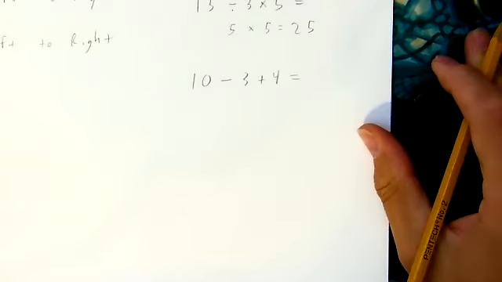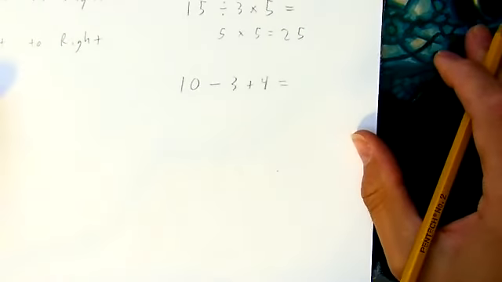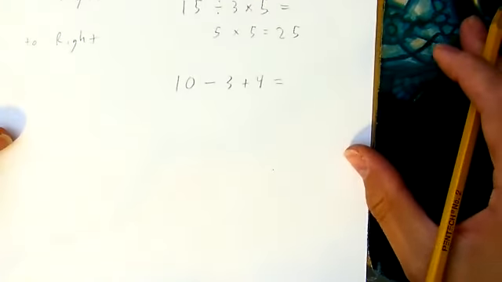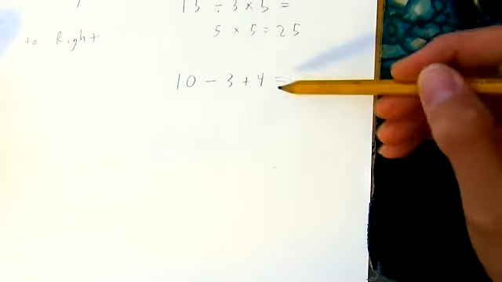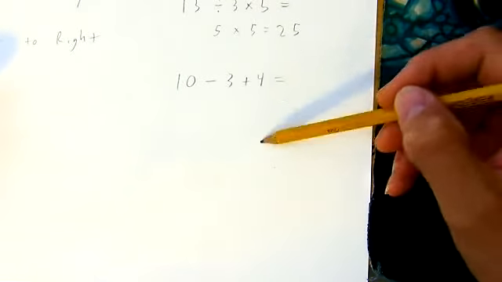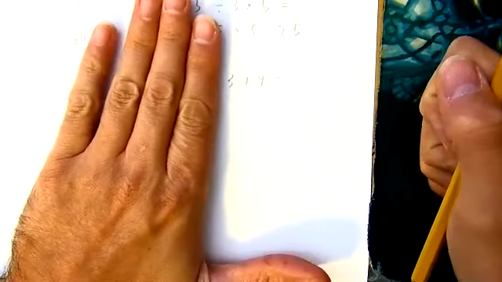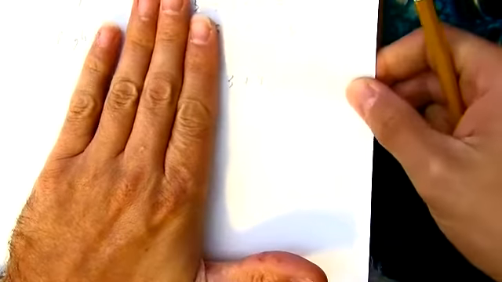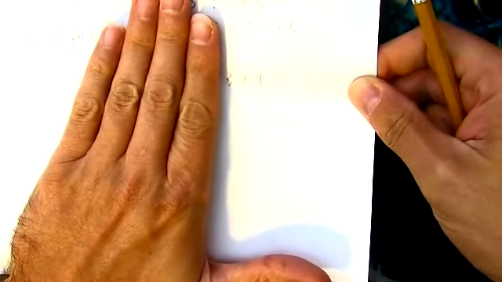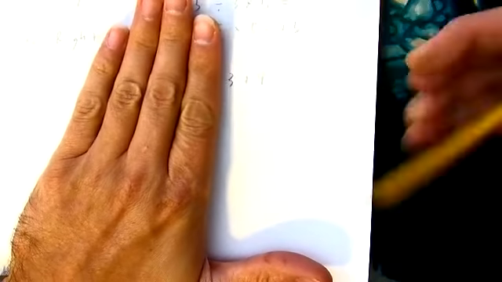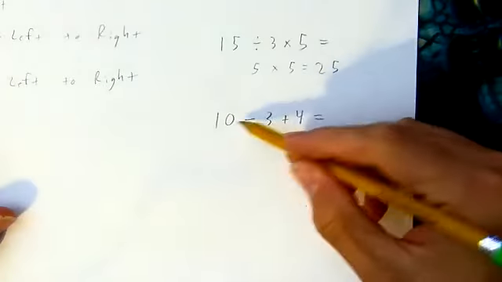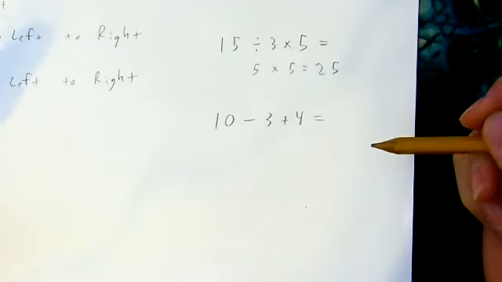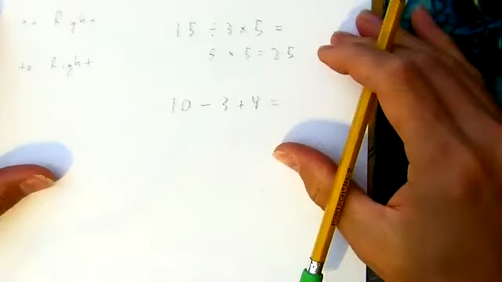Now here's where people go wrong with this problem. They want to do what they think is easiest instead of doing it from left to right. So when they look at this, I don't know why, but they put blinders on and they just look at it like that. 3 plus 4. So they think, I'll just do 3 plus 4 first because that's easy. I know how to add. And they get 7. And then they come over here and they do 10 minus 7 and they get 3. And that would be the incorrect answer.